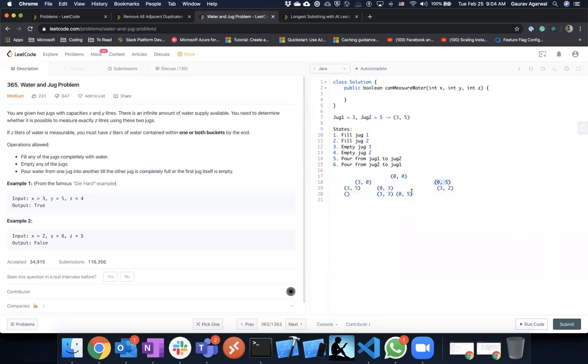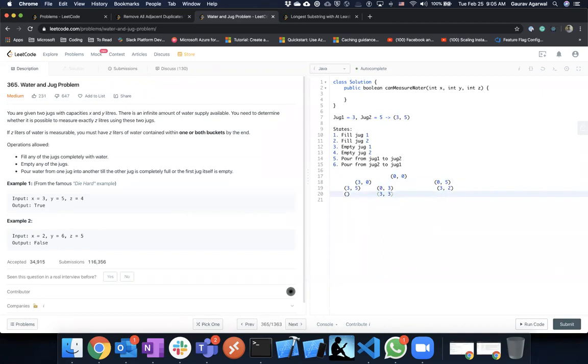We will ignore that state. Empty jug 1 is 0 3. We will ignore that because we already have 0 3 in the system. Empty jug 2 will lead to 0 0, which we already have. Pour from jug 1 to jug 2, we cannot because jug 1 has 0 amount of water. Pour from jug 2 to jug 1 will lead to 3 0, which we already have in our system, right? So given the state 0 3, we can only reach state 3 3.